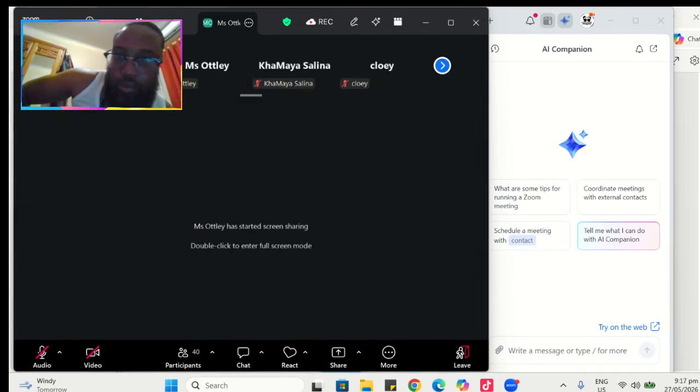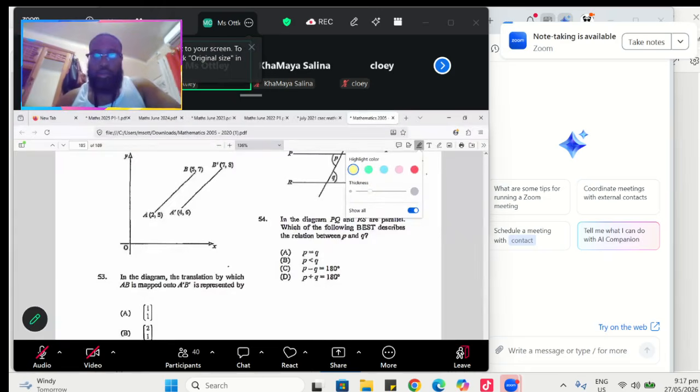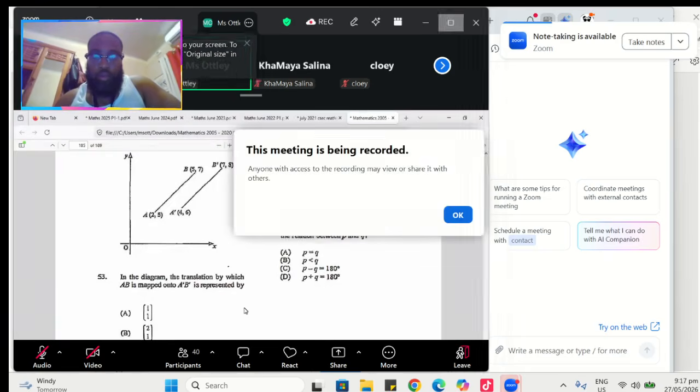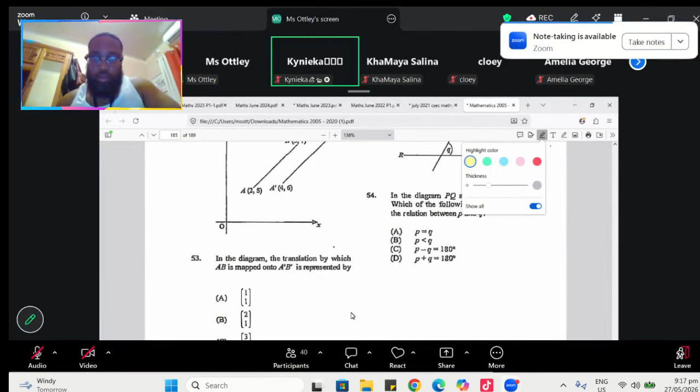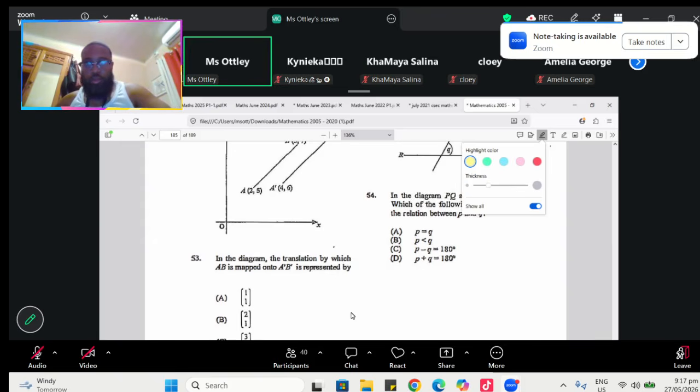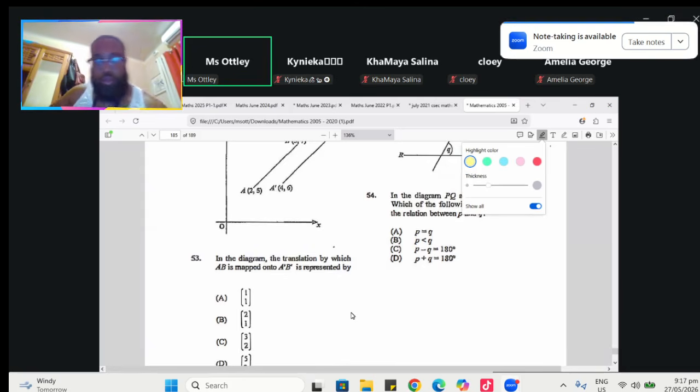Recording in progress. Which A is mapped onto A prime, B prime is represented by, so we're looking, B as in boy, 2, 1, meaning we went 2 spaces to the right, 1 space up. Alright guys, good luck.